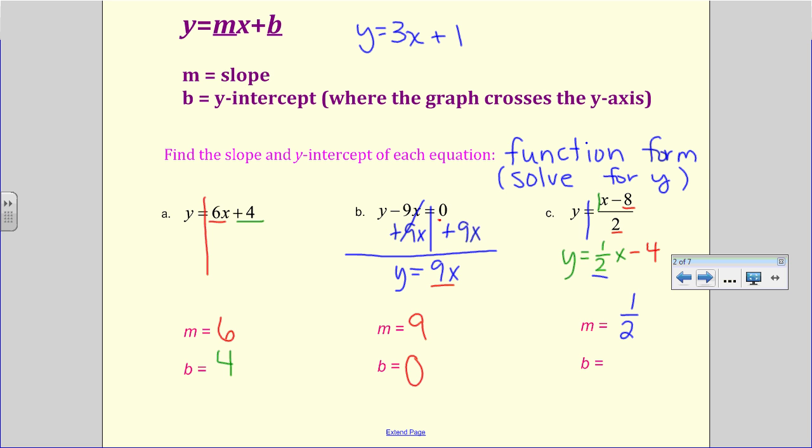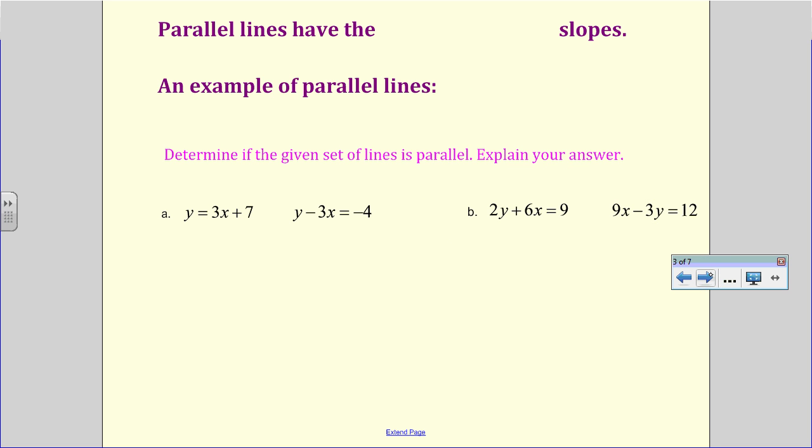Let's see. What's my b value? 4. Excellent. Because it was minus 4, you have to write it as a negative 4. Ladies and gentlemen, this seemed pretty much a review. Excellent. Let's keep going.